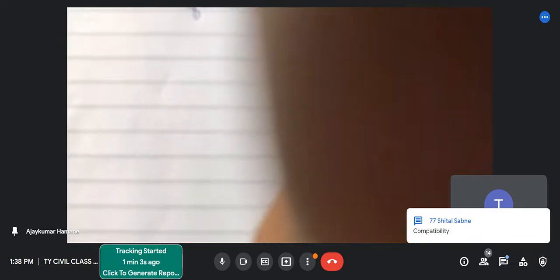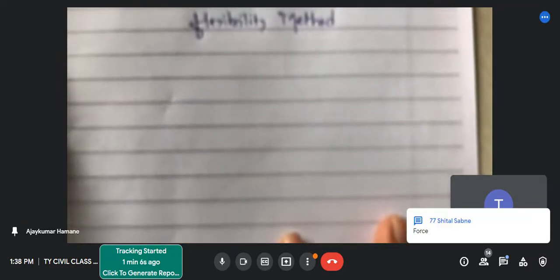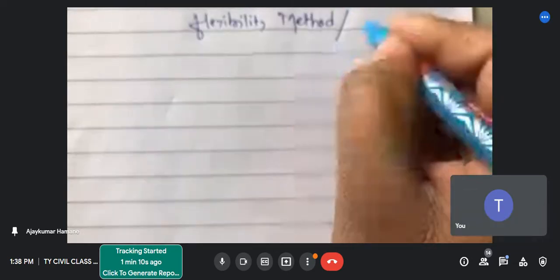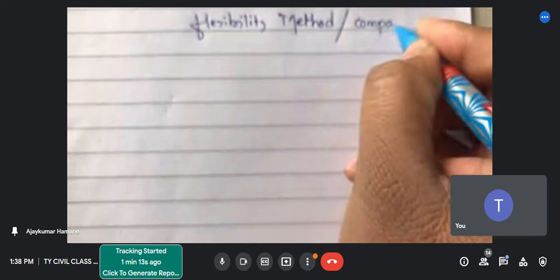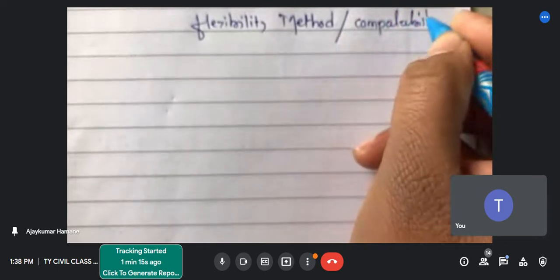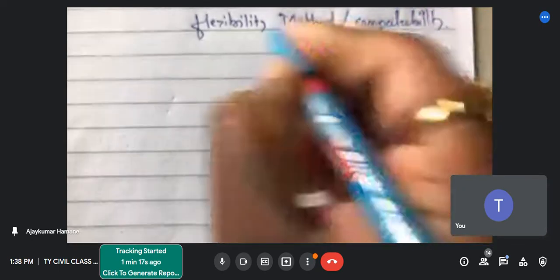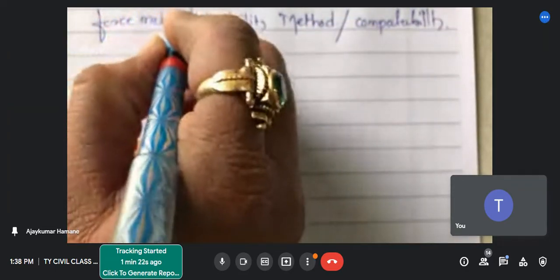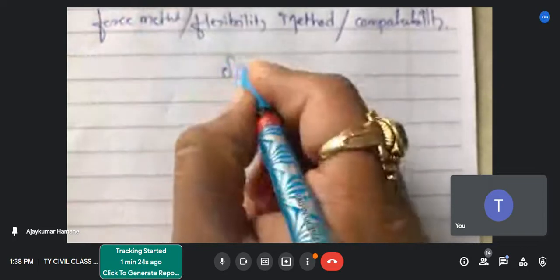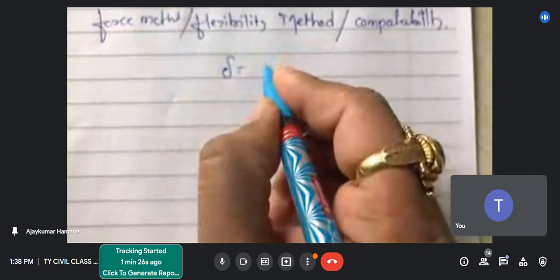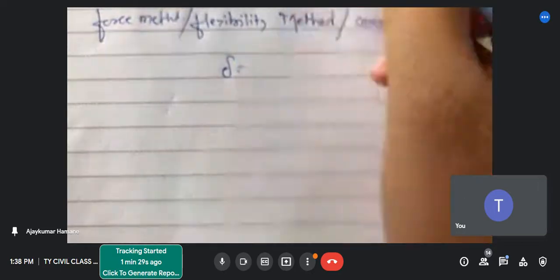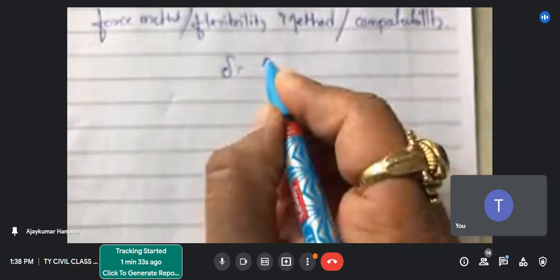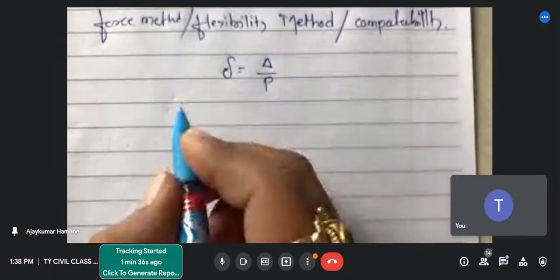Compatibility, and one more, force method. Correct. And force method. So the flexibility is displacement per unit force. Stiffness is what? Force per unit displacement. This is displacement per unit force.